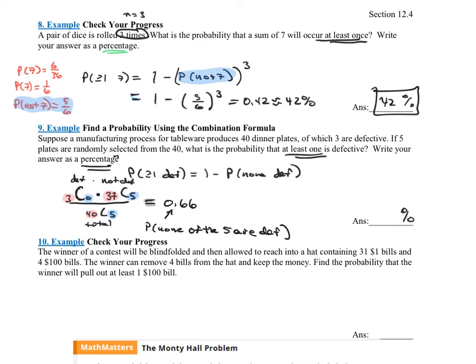So if I want to find the probability that at least one is defective, I'm going to do 1 minus that number. So that'd be 1 minus 0.66, and this gives me a total of 0.34, which is our answer of 34%. Again, we couldn't use the other method like we did last time because here we were doing multiple things at the same time. We were picking 5 plates at once. It wasn't like we were picking 1 plate and then 1 plate and then 1 plate. So we can't use the other method on this problem. We have to use the combination formula.